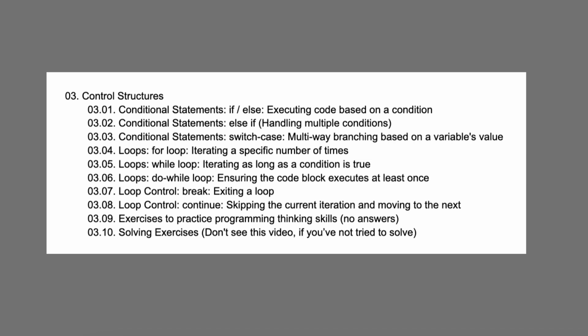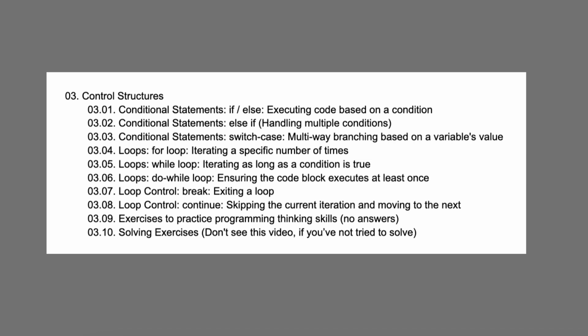Fourth, loops: for loop, iterating a specific number of times. Fifth, loops: while loop, iterating as long as a condition is true. Sixth, loops: do-while loop, ensuring the code block executes at least once.